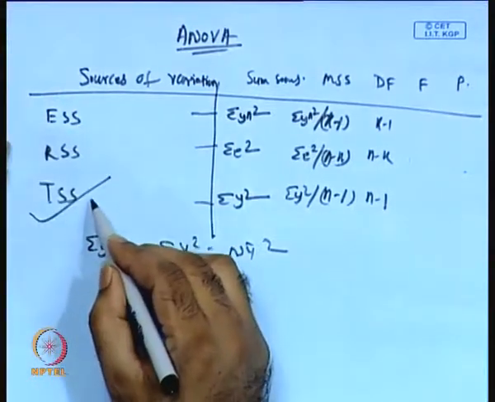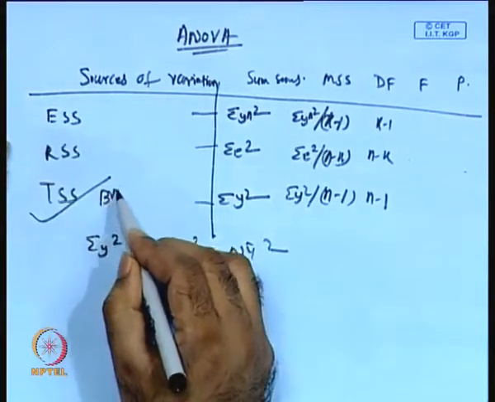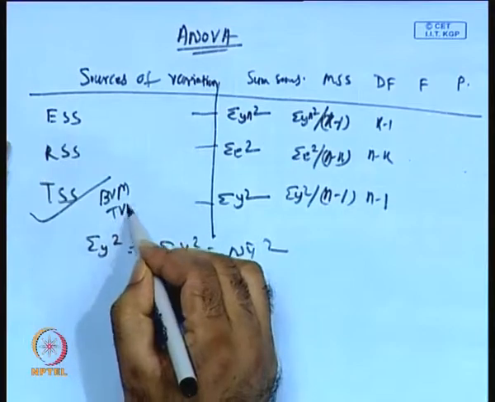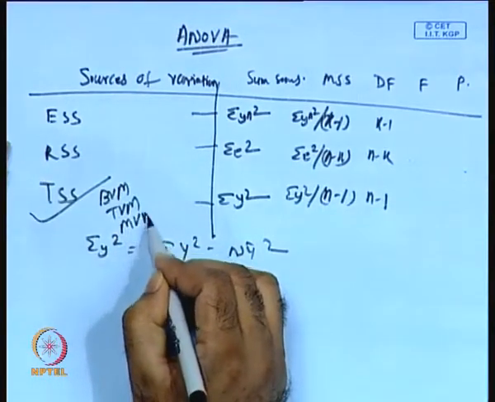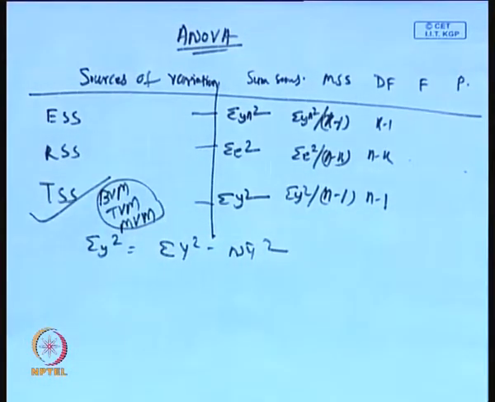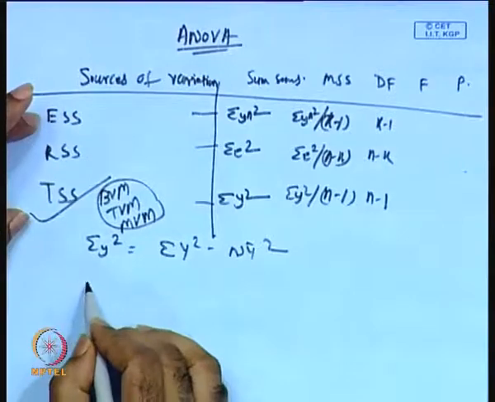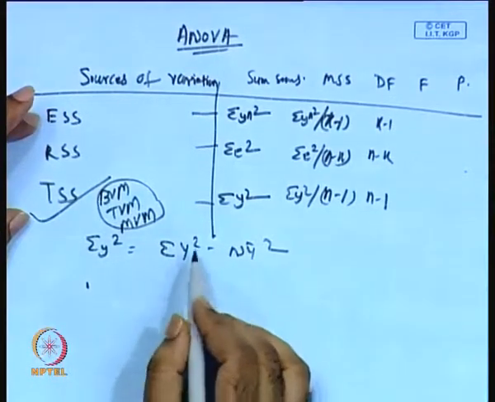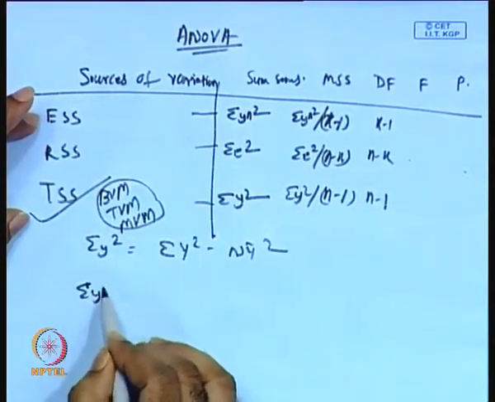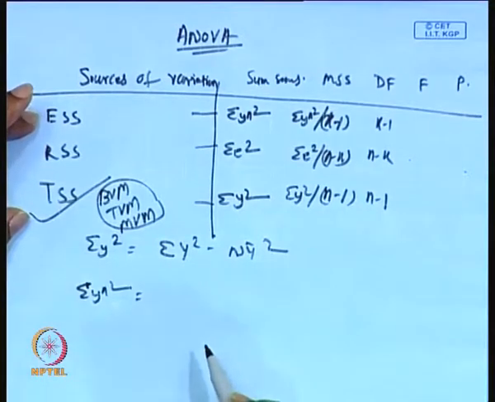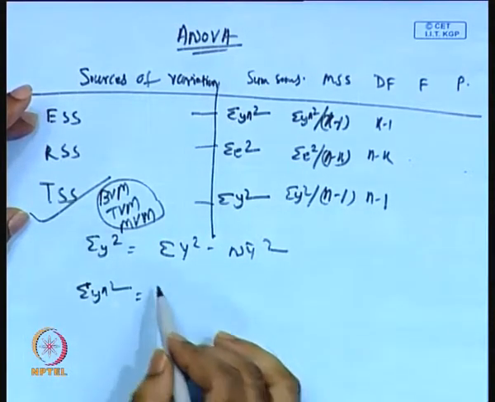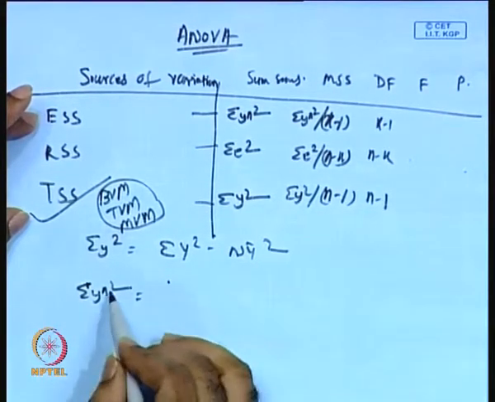Okay. So, that means in the case of TSS, it is the same for bivariate models, trivariate models and multivariate models. Okay. So, it is not at all different. Okay. So, it is more or less the same. Okay. So, now we will see what ESS is here. So, ESS is nothing but summation y hat square. So, summation y hat square can be written like this, summation y hat square is ESS.